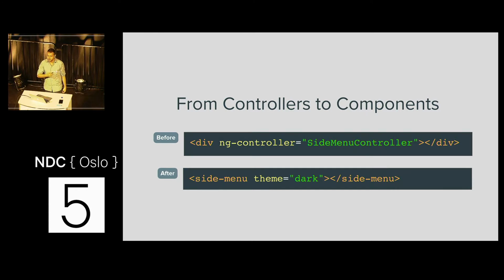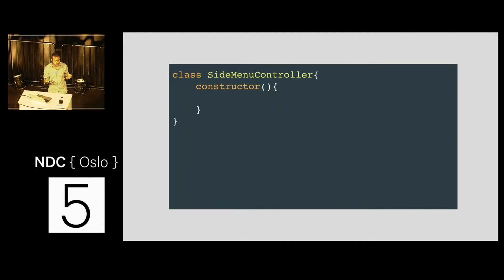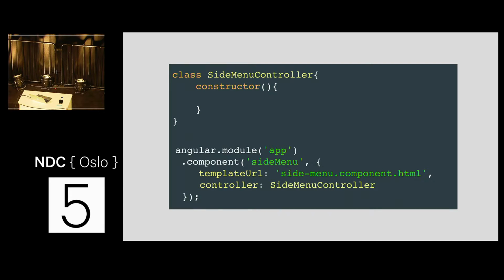If you're wondering how the code behind this would look in ES 2015, it would look something like a class, SideMenuController, which has a constructor that does nothing for now. Then we can register the component by saying angular.module('app').component. I'm going to register it as sideMenu, with a lowercase s and capital M. Then I need to point it to the correct templateUrl, so I say templateUrl: 'side-menu.component.html'. This is where my view is going to be. And I reference the controller by saying SideMenuController. So that's a really nice way to start writing components in Angular 1.5.